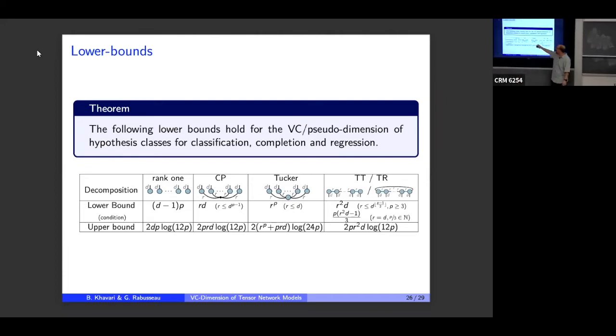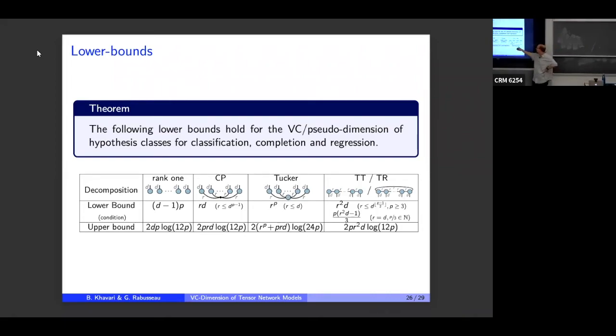For CP and Tucker, we derive lower bounds as well, but they are not tight. Here we are missing a factor p. Our lower bound is RD, but we have PRD parameters. For Tucker, we get R to the p, which is the main bottleneck in the number of parameters of the Tucker parametrization, which is this core tensor here. It's the largest thing in the decomposition, but we're still missing this PRD term that corresponds to all those other factor matrices. And for Tensor Train, we get 2 bounds.